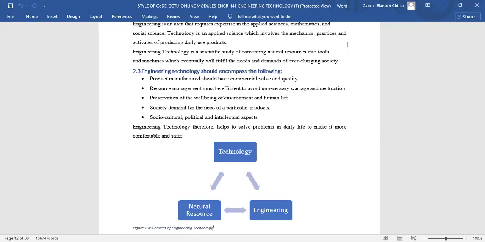So let's look at the diagram. Technology, science. Science takes from natural resources. So we discover gold, all right? Then we use technology to extract the gold.